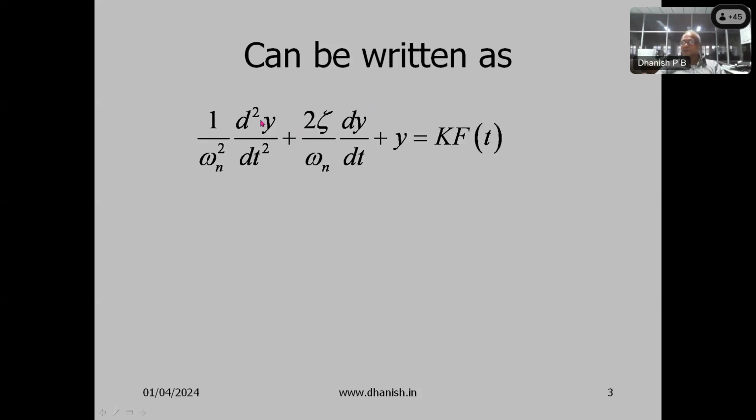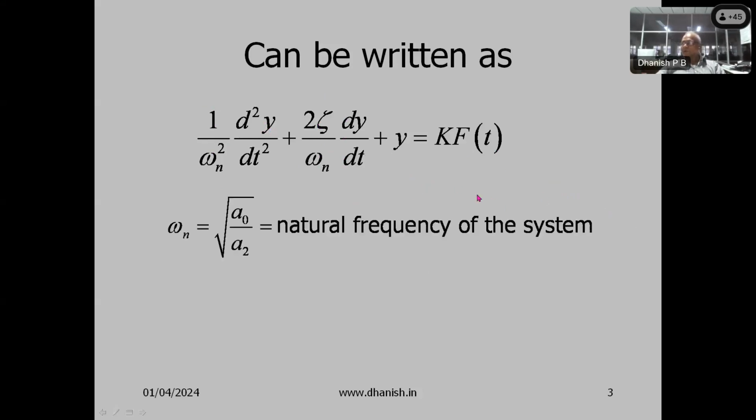So it can be simplified: 1 by omega n square into d square y by dt square plus 2 zeta by omega n dy by dt plus y is equal to k into f of t. Of course, you might have studied this in mathematics, then dynamics, everywhere. So in the general equation, we had A0 and A2. So now omega n square equal to A0 by A2, and omega n is called the natural frequency of the system.